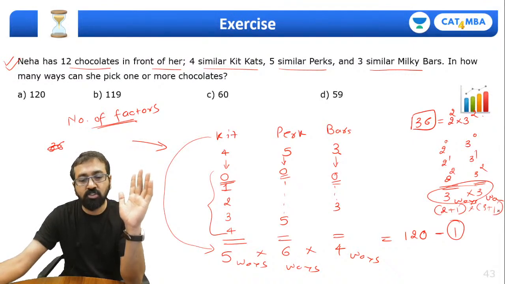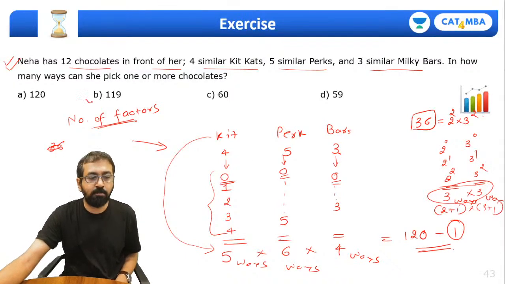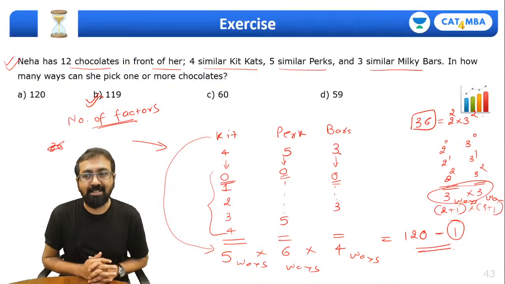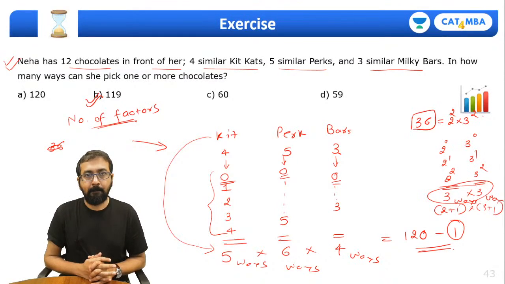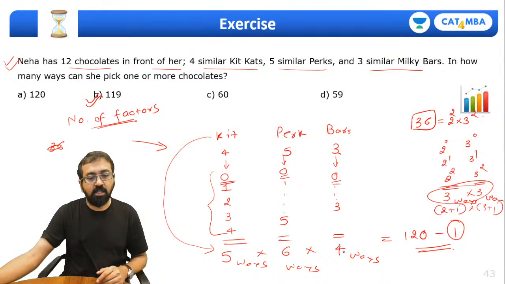We are doing almost a similar thing. So the answer over here will be 119, option B. It's going to be 119, guys. Have you all understood this? 5 into 6, 30, 4s are 120, minus 1, 119.